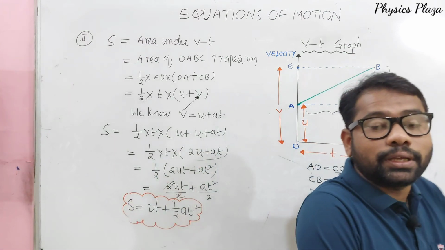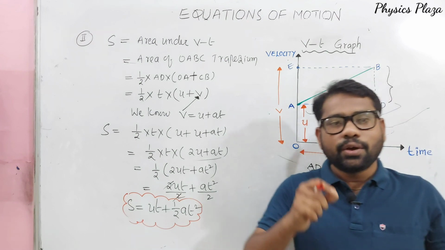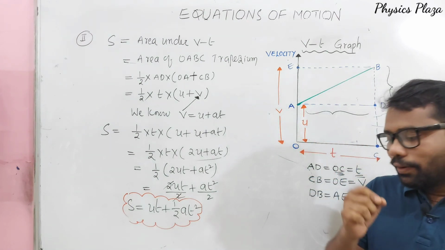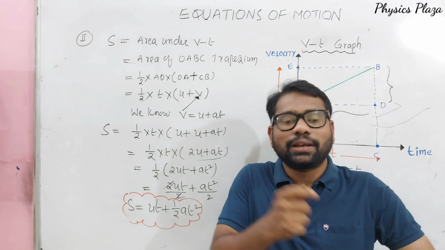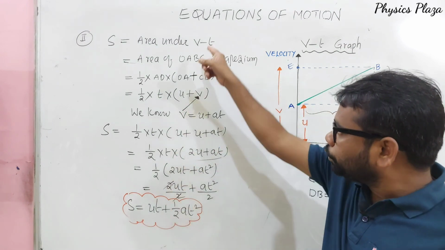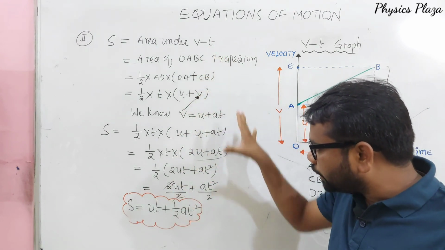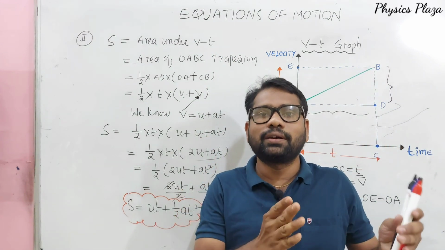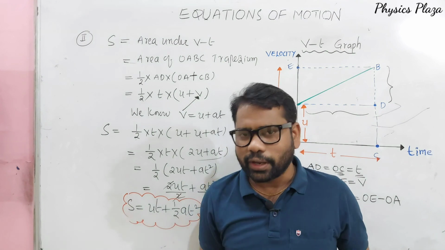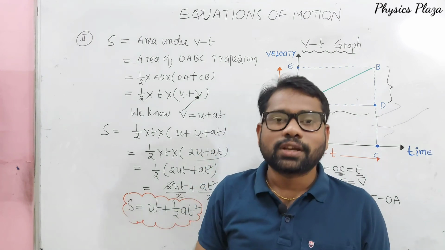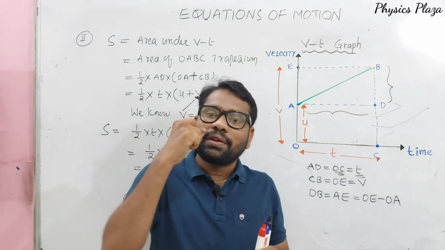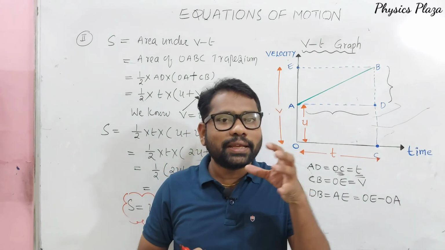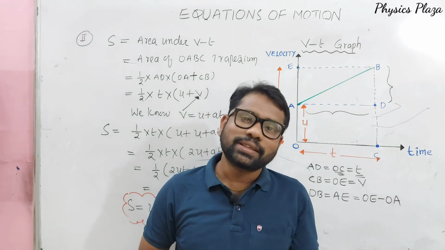Now we will be moving to the third equation of motion, that is v square minus u square is equal to 2as. But dear children, one important point is that if you know how to derive the second equation of motion, you especially need not practice the third equation of motion. No need to practice. Why? The third equation of motion also we are going to derive by finding the area under the velocity time graph. So what is that area under the velocity time graph? Again it is distance only.